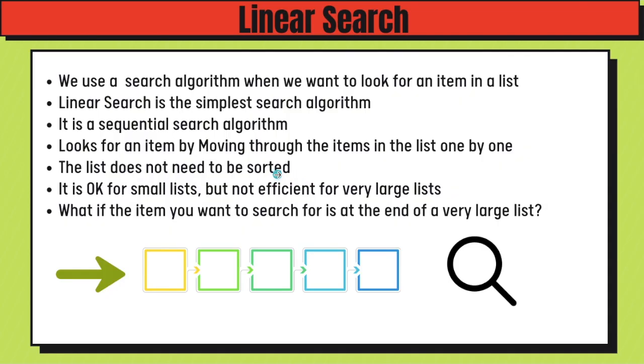And this search algorithm is okay if you have a small list, but not efficient for very large lists. So for example, what if the item you want to search for is at the end of a very large list? You would need to go through each element one by one until you reach the end of the list. So it's sequential, it's efficient for small lists, but not so for large lists, and your list does not need to be sorted.